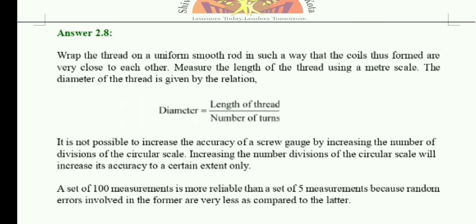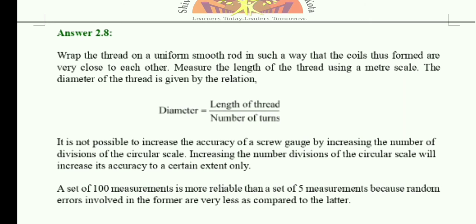Now the thread is wound on the meter scale so that its turns are as close as possible. The thickness L of the thread coil is measured and the number of turns N of the thread coil is counted. The thickness of the thread will be L upon N, that is the length of the thread coil upon the number of turns. This is the formula.